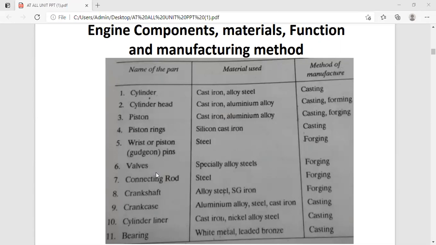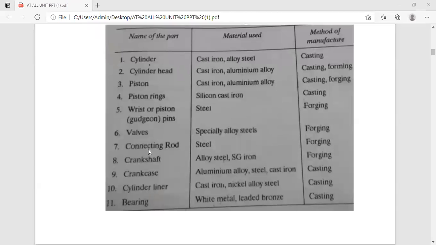Next point is the valves. The engine has two valves, namely the suction valve and the exhaust valve, and these valves are operated by cams mounted on the camshaft. The cam rotates at half the speed of the crankshaft in the case of a four-stroke engine. With the help of the valve timing diagram, we have seen the ratio is 1:2. It is made of special alloy steel, and the method of manufacturing the valve is forging.